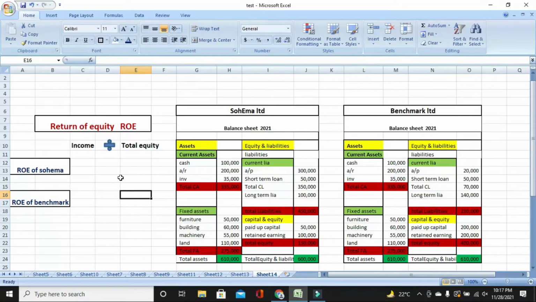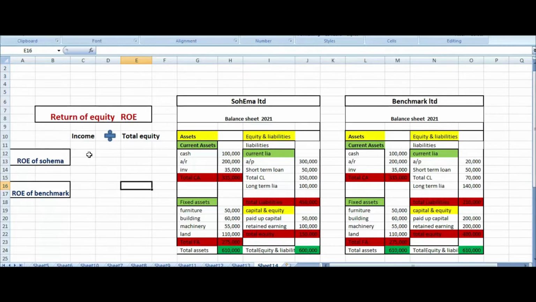Okay guys, return on equity is computed by dividing our net income by total equity. We will calculate the return on equity of Soima Limited and of benchmark, and then we will see how much is being earned by the owners of these companies. So how can we calculate return on equity? For that we need the net income of both of these companies, and we should have the total equity of both of these companies.